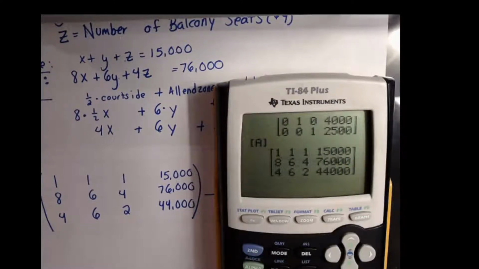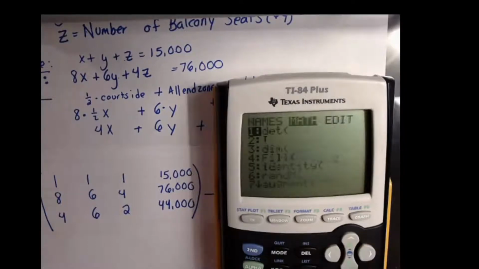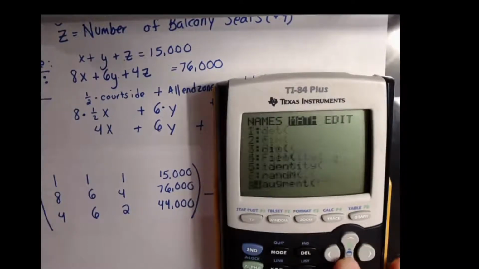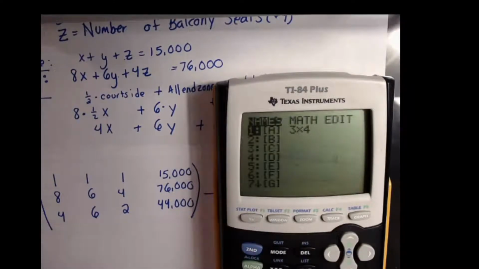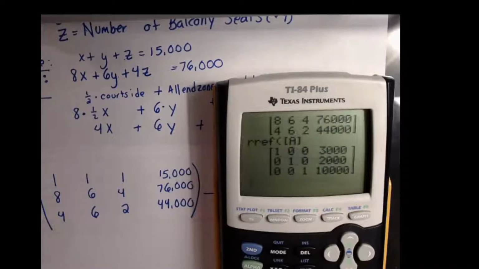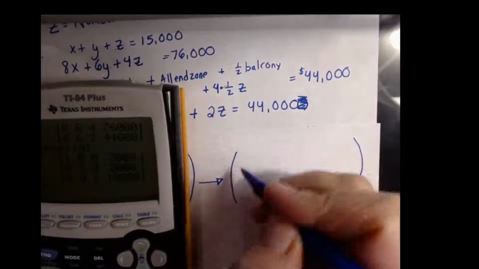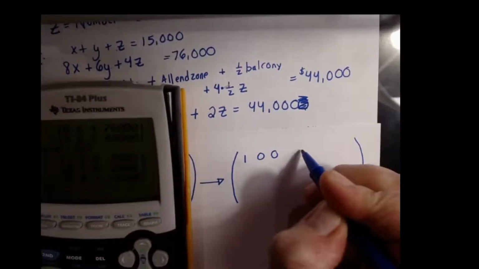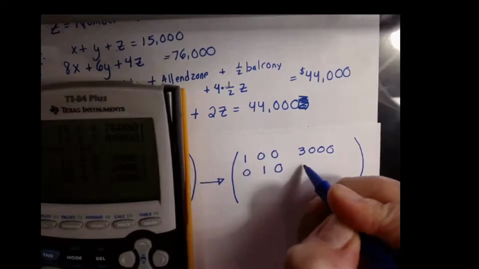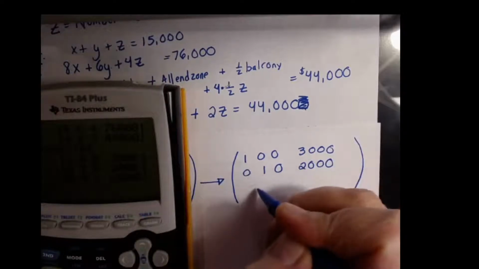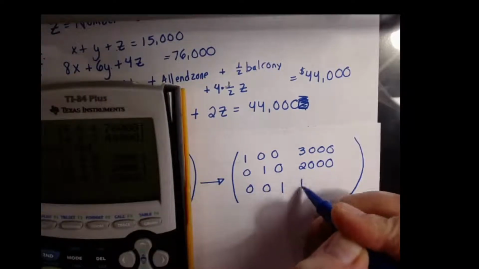So now I need to do the math. Second matrix, arrow over to math, go all the way down to reduced row echelon form. Second matrix, name A, and I get a solution. 1, 0, 0, 3,000. 0, 1, 0, 2,000. 0, 0, 1, 10,000.